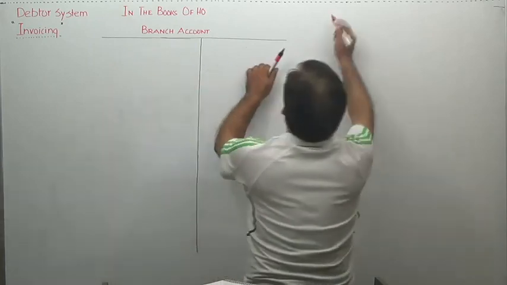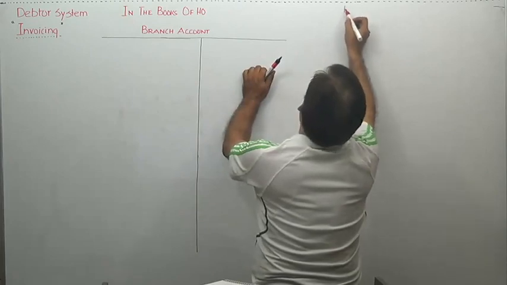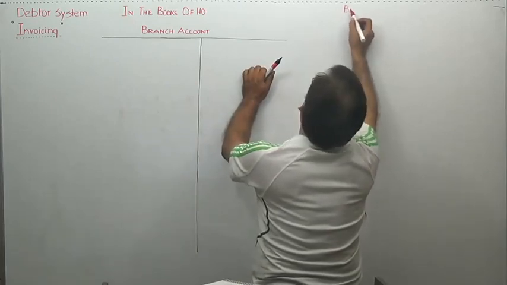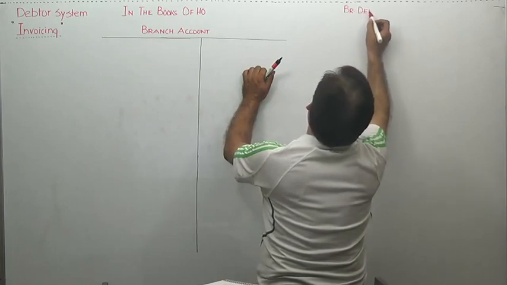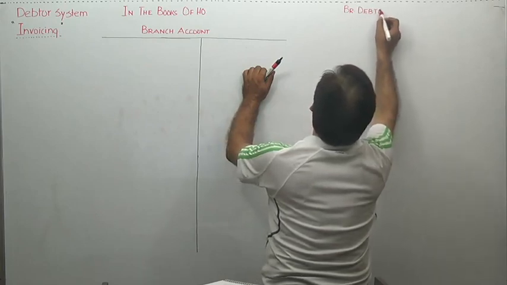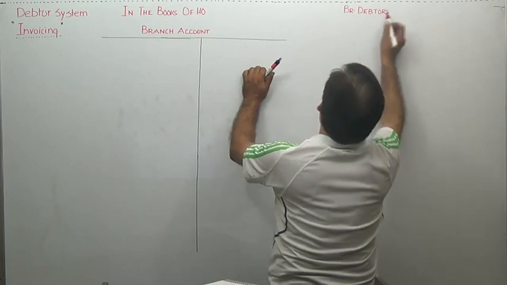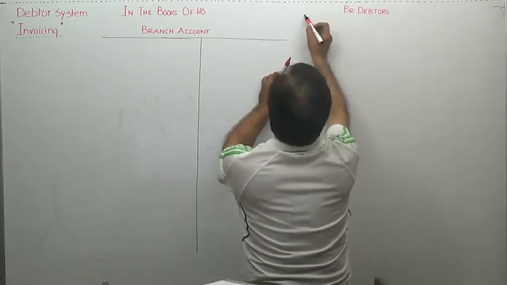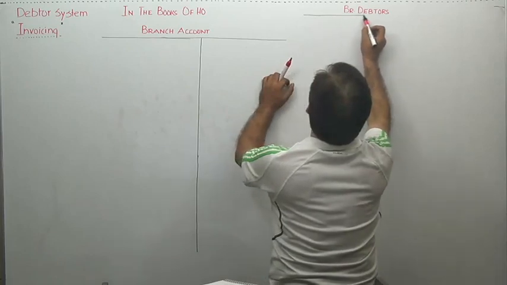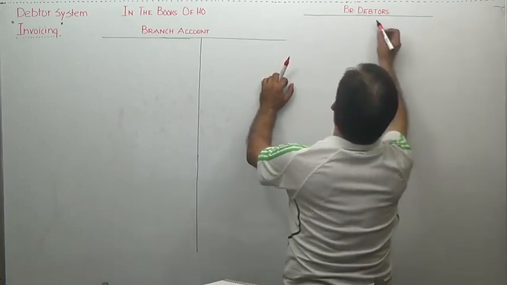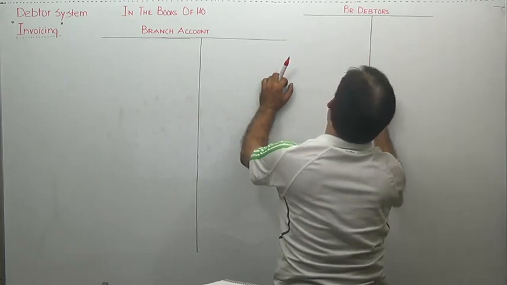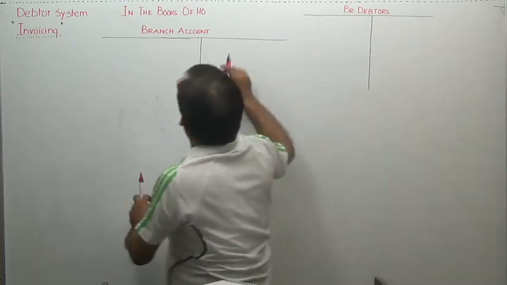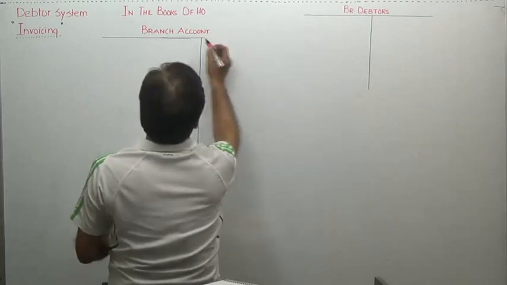Now, we will also prepare the branch debtors account along with it. These two accounts are generally prepared under what we call the debtors system. First of all, I am doing this question from a normal perspective, as if this question is not of the invoicing category, correct?